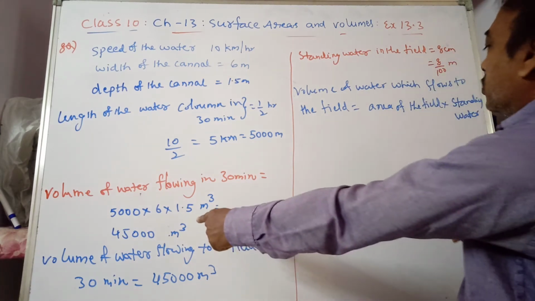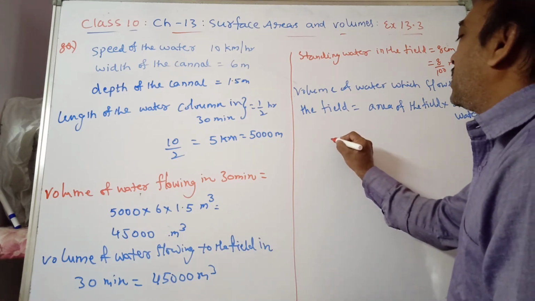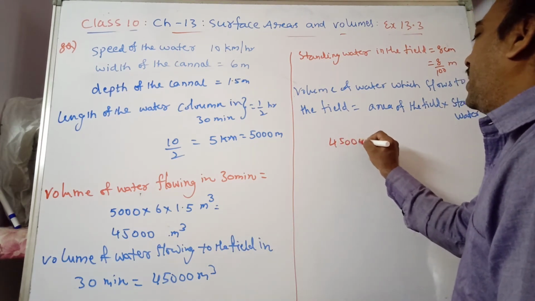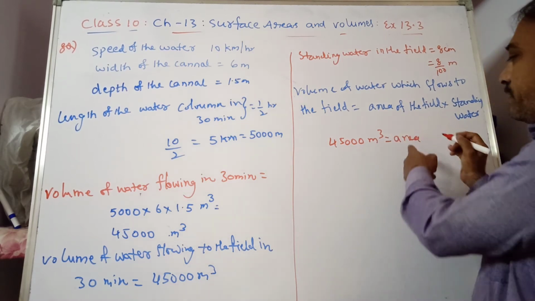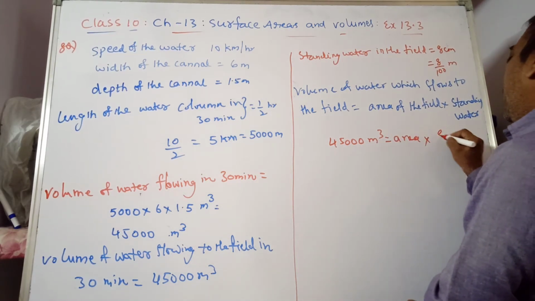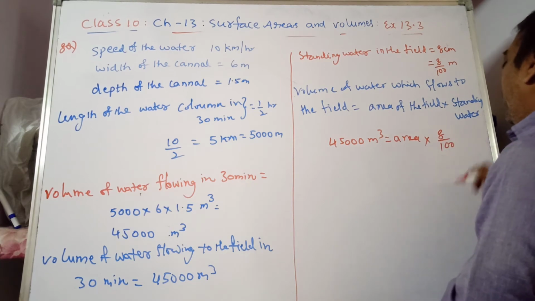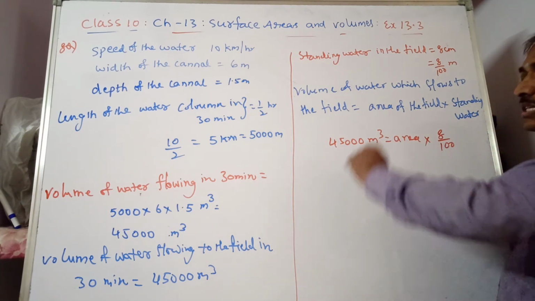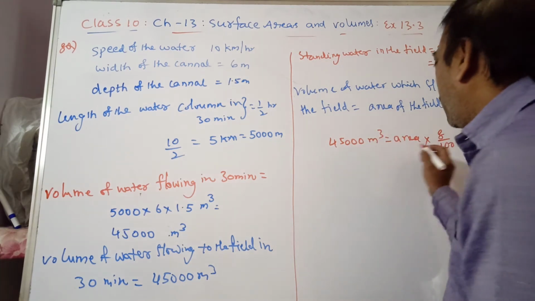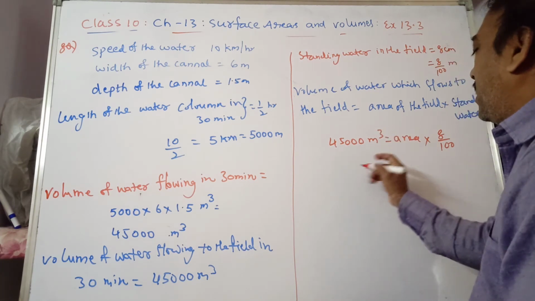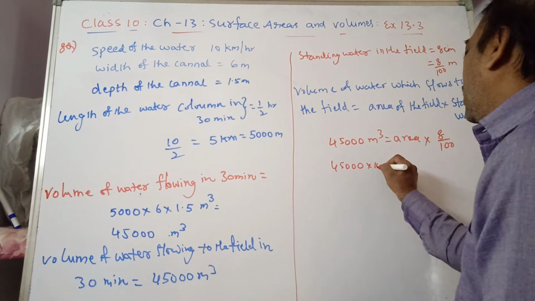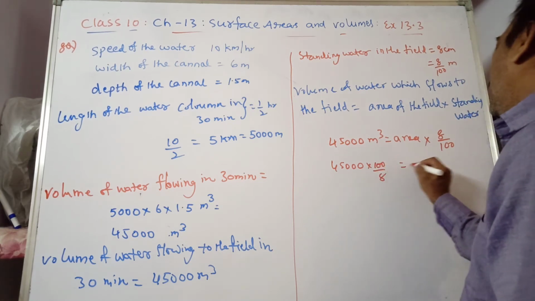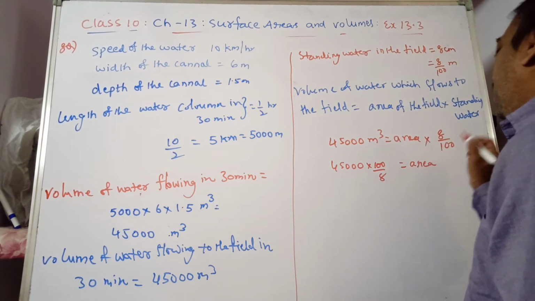Now you see. The volume of the water which flowed to the field is 45,000 meter cube, which is equal to the area of the field, that is the base area, into 8 by 100. Now we transpose this to that side. Then area is equal to 45,000 into 100 by 8, and you will get the area.